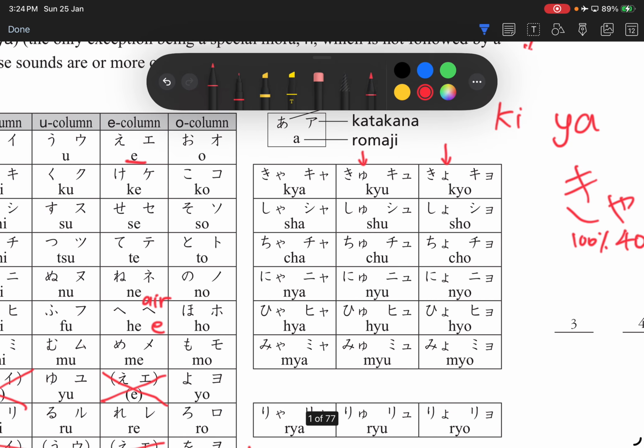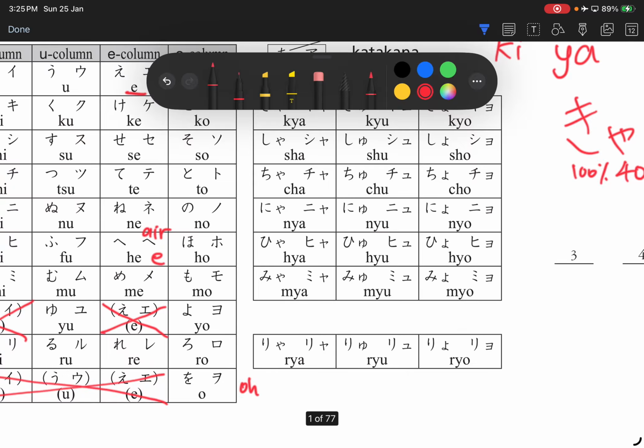Okay, next we have the SH row. So sha, shu, sho, cha, chu, cho, nya, nyu, nyo, hya, hyu, hyo, mya, myu, myo. Right, so all these are the contracted sounds.